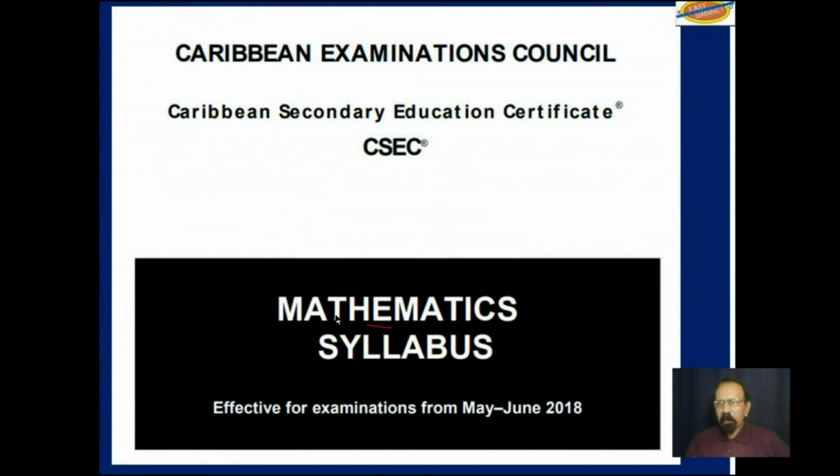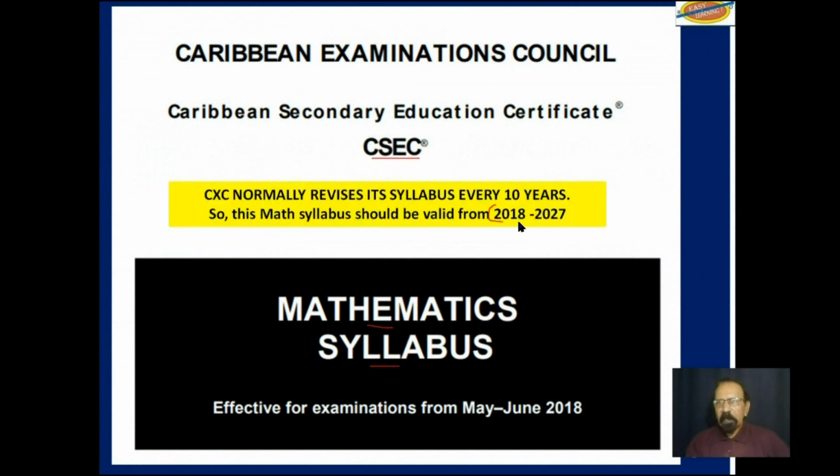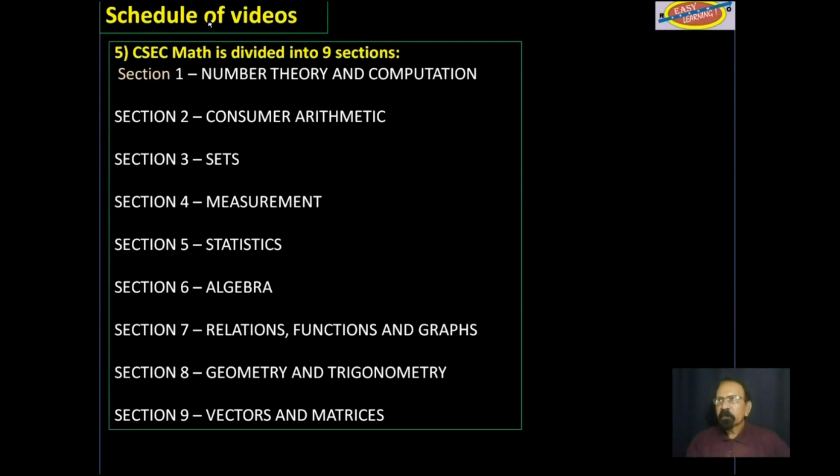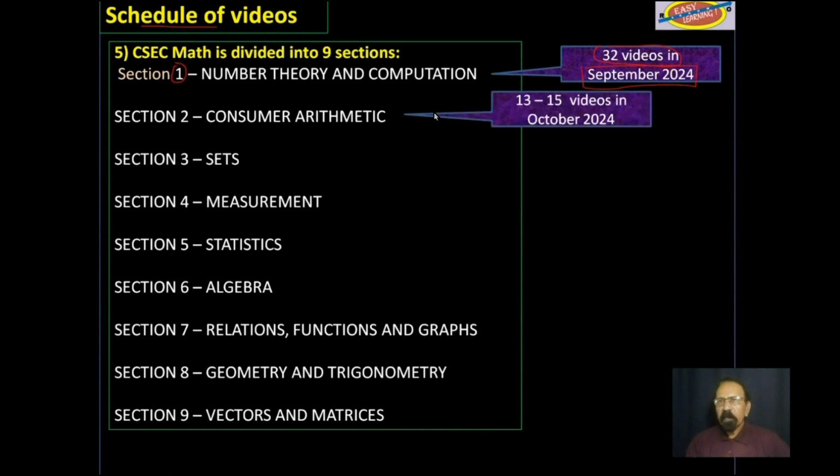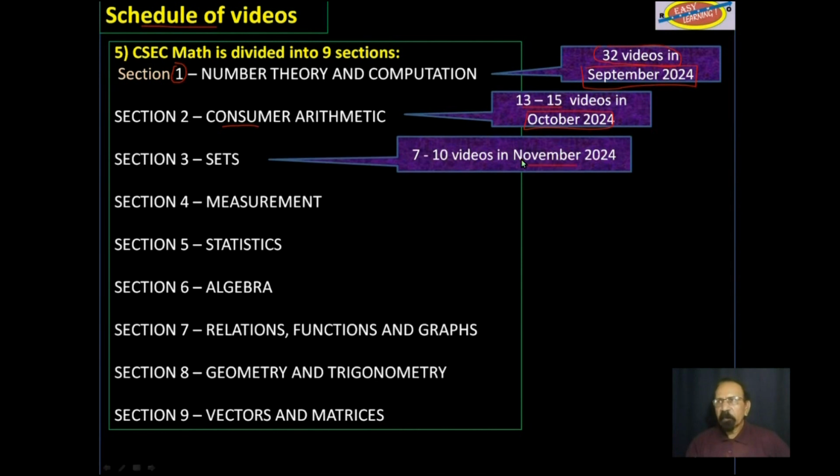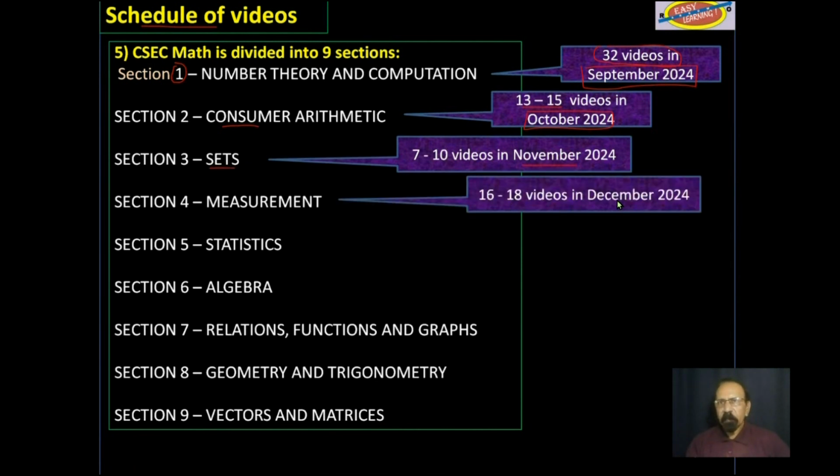We continue with the mathematics syllabus for CSEC for 2018 to 2027. Schedule of videos: September 2024, that is this month, I'm hoping that I would have all 32 videos from section 1 published on YouTube. Then October next month, the 13 to 15 videos from consumer arithmetic, and so on. November sets, December measurement, that will take us to the end of the year.